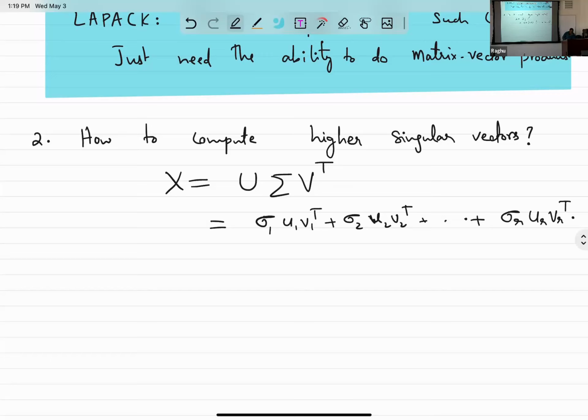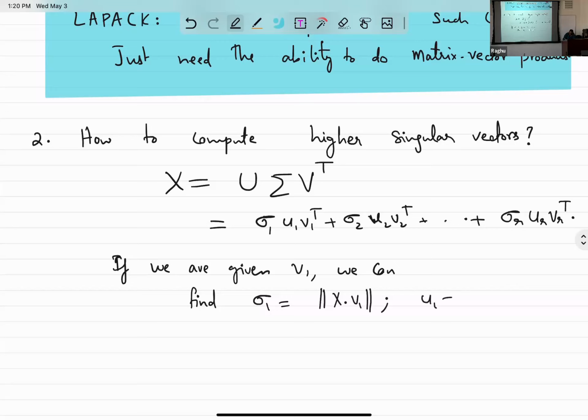Okay. If someone gave you the first singular vector, what would you do? Well, we know that if we are given V1, we can find sigma 1 as the norm of x times V1, and U1 is x times V1 divided by sigma 1.